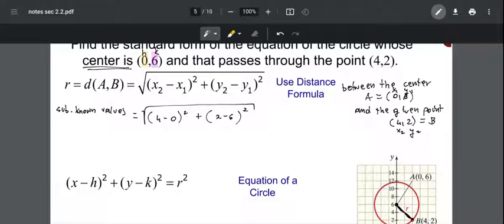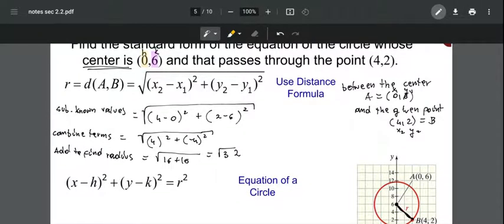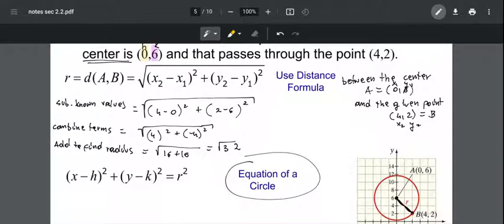Next, we're going to combine terms. So we have the square root of 4 to a second power plus negative 4 to a second power, and add to find radius. So that will be square root of 16 plus 16, which is square root of 32. Okay, 16 plus 16. So we have the radius.